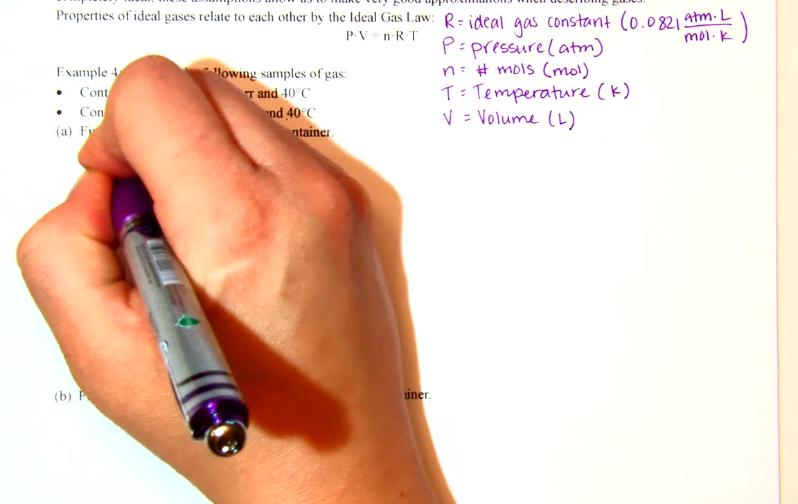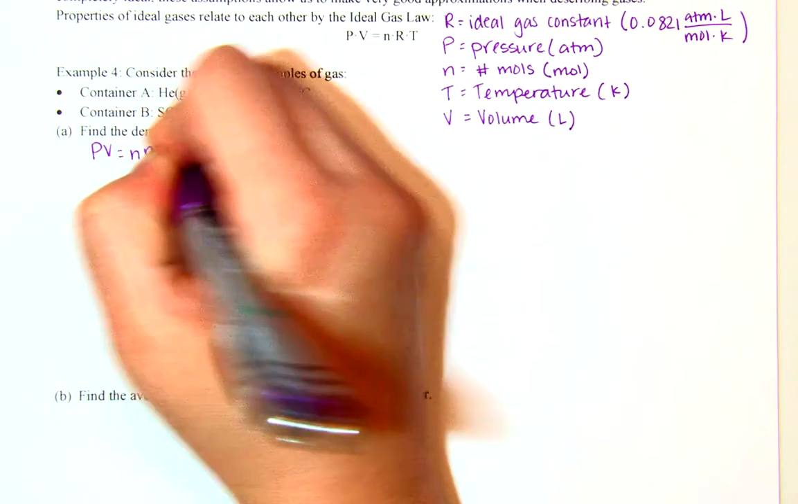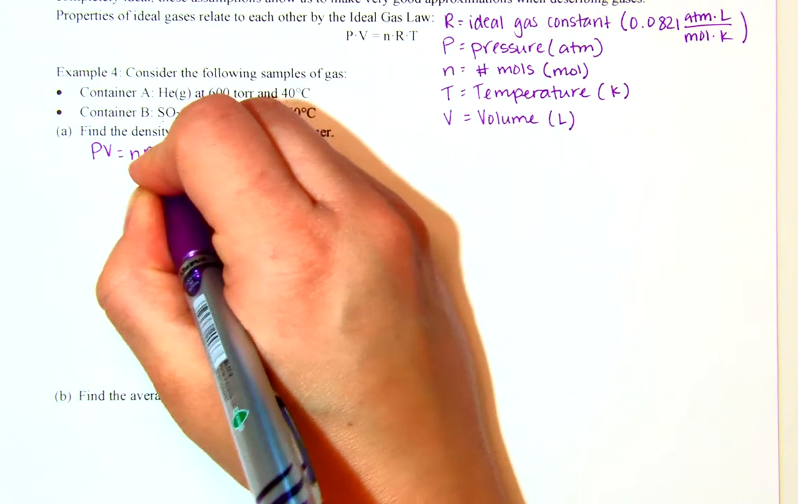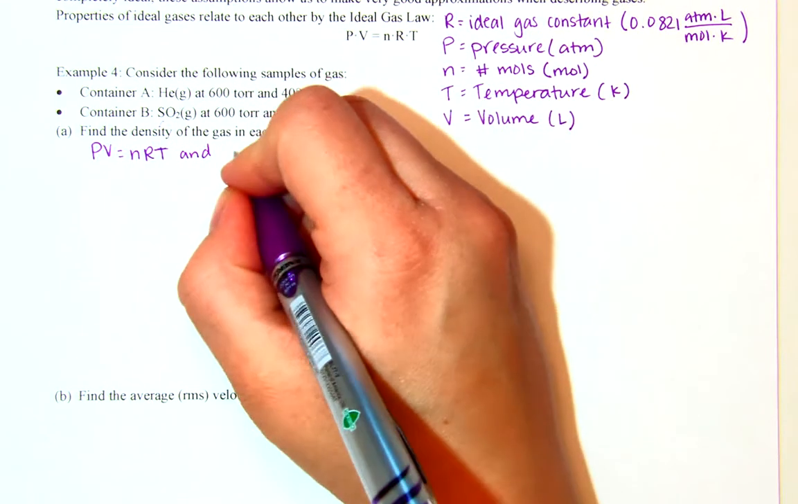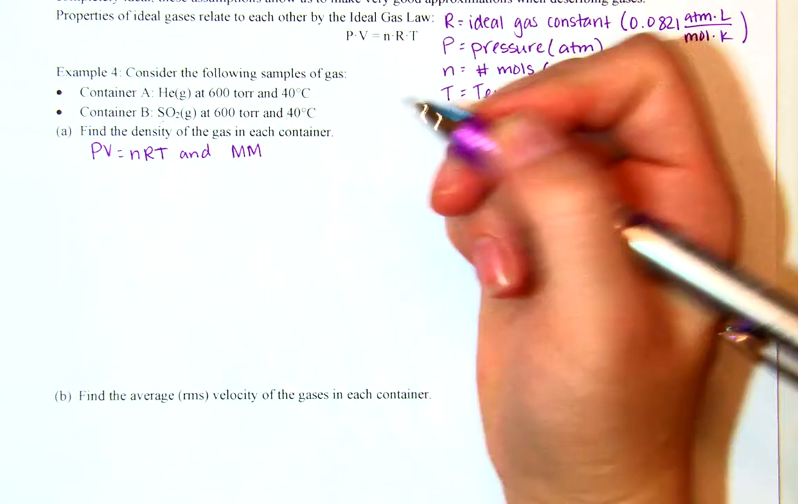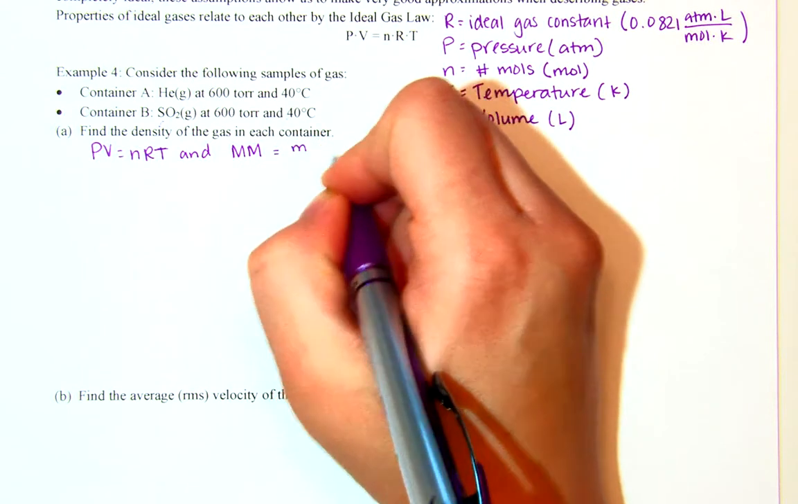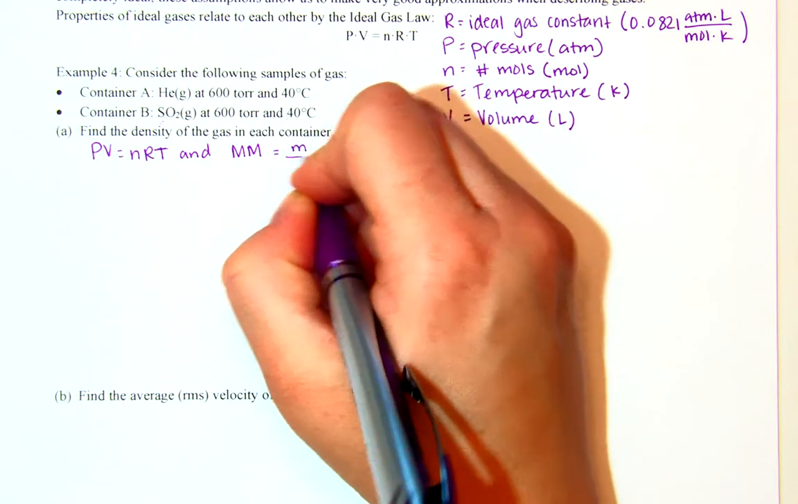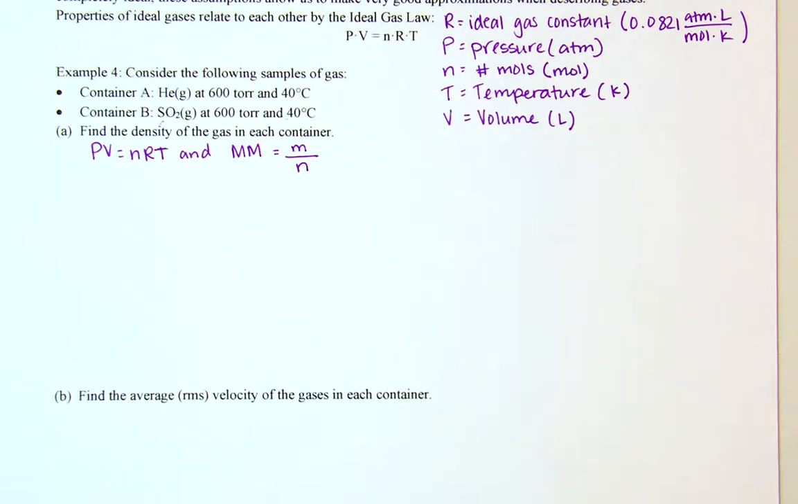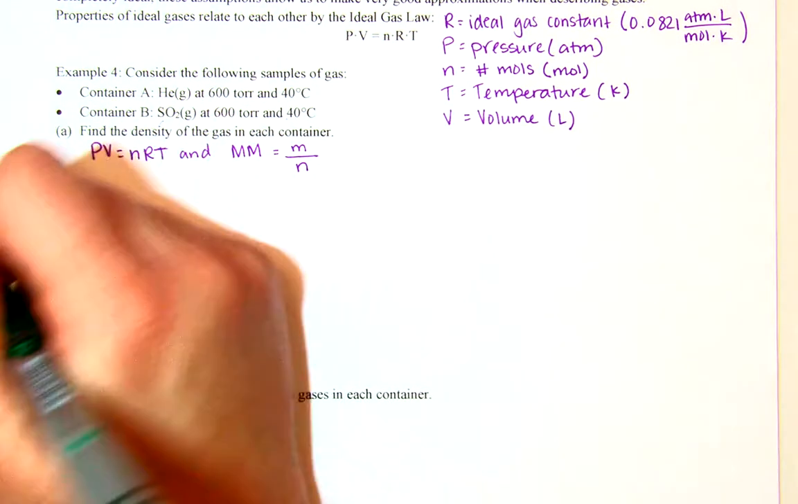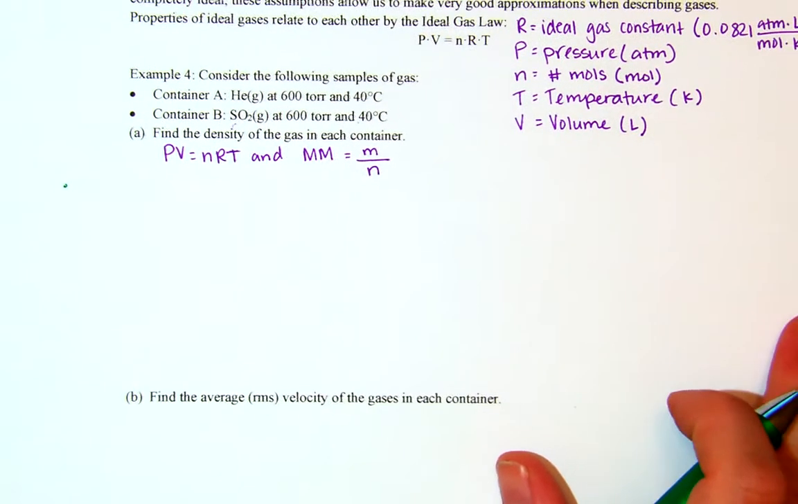So we're going to start with PV equals nRT, our ideal gas law, and molar mass. So molar mass, I'm going to write as capital M, that's going to be equal to grams per mole, so M over N, mass per mole. So we're going to start with those and we're going to combine them. I'm just going to write my steps over here, so when you're looking back at this later, you can refer to that.